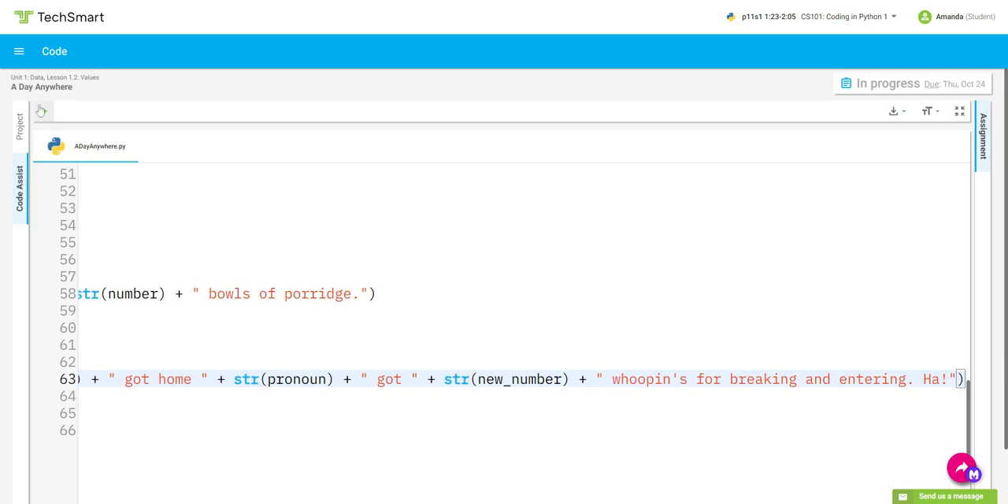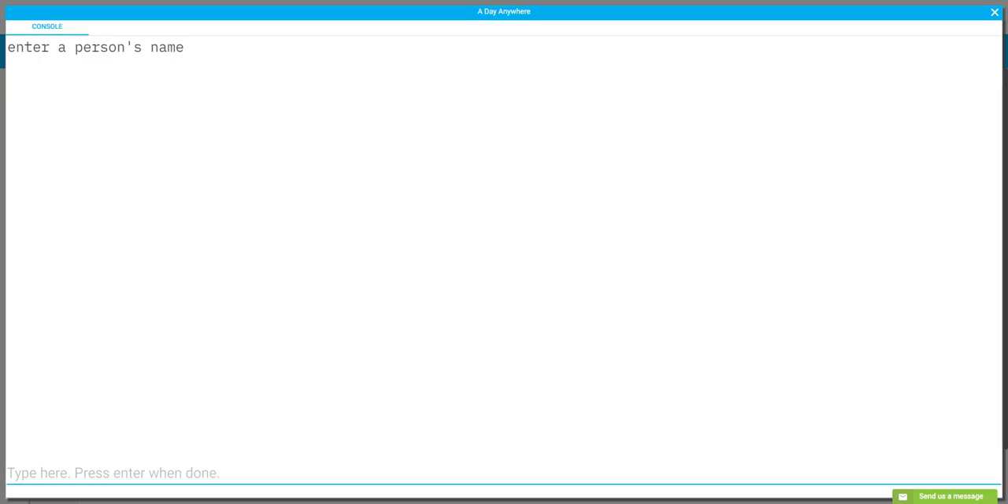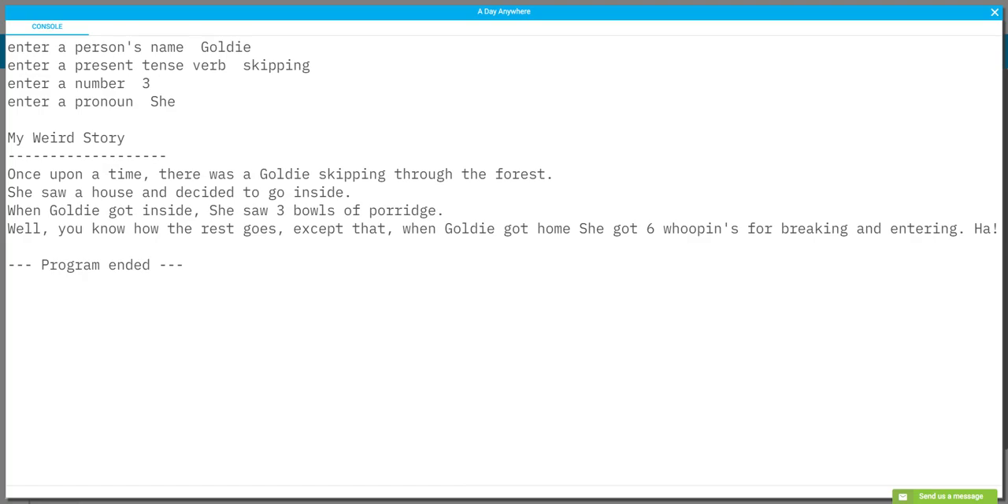Okay, now let's see how the story reads. Enter a person's name. We say Goldie. Enter present tense verb. Skipping. Enter a number. 3. Enter pronoun. She. Once upon a time, there was a Goldie skipping through the forest. She saw a house and decided to go inside. When Goldie got inside, she saw 3 bowls of porridge. Well, you know how the rest goes, except that when Goldie got home, she got 6 whoopings for breaking and entering. Ha. Story ended. So, that's my weird story.